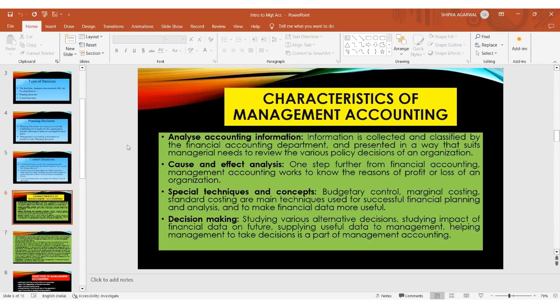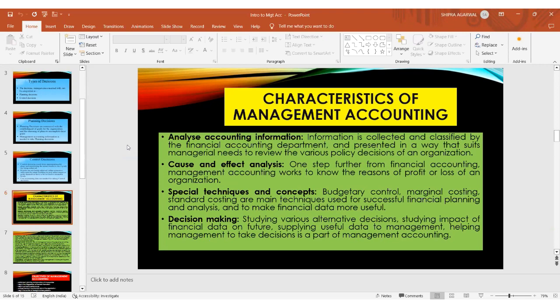And when I talk about a step ahead, that means we are studying it, we are analyzing it. That means whatever information you have presented in financial accounting, that information will be further studied and further analyzed. That is known as your cause and effect analysis under management accounting, so that we will know the reason behind that situation of the financial accounting books of accounts, right?